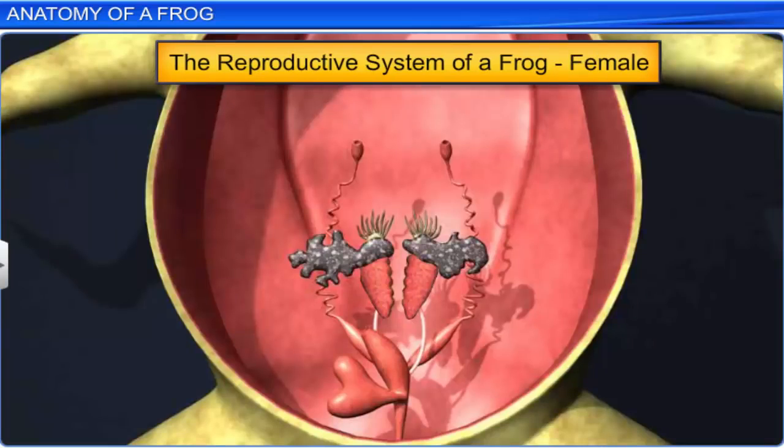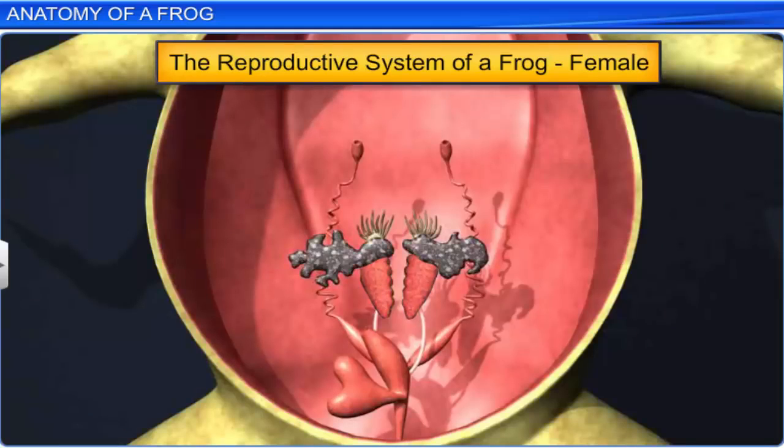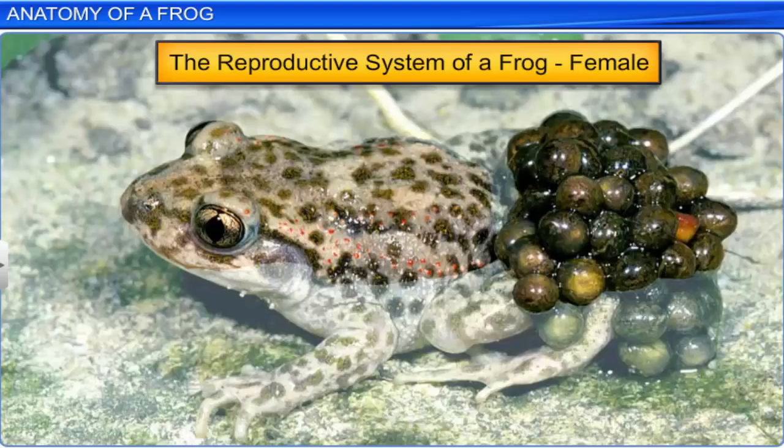The female reproductive system consists of a pair of ovaries. However, unlike the testes, the ovaries are not connected to the kidneys. From each ovary arises an oviduct, which separately opens into the cloaca. Interestingly, a mature female frog can lay about 2,500 to 3,000 ova at a time.